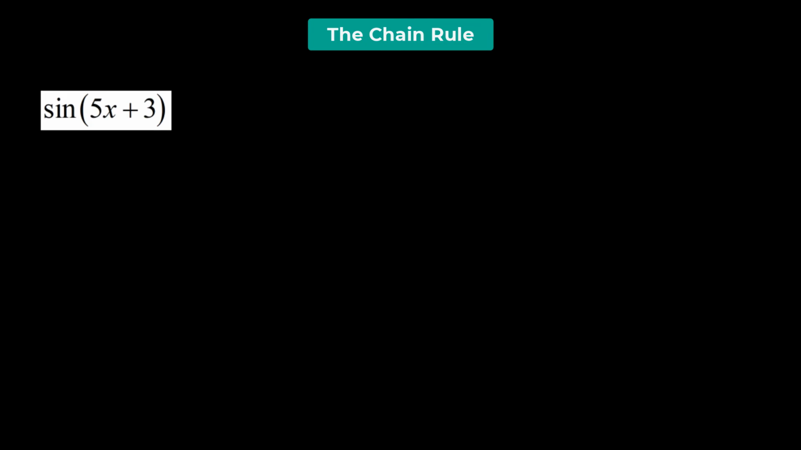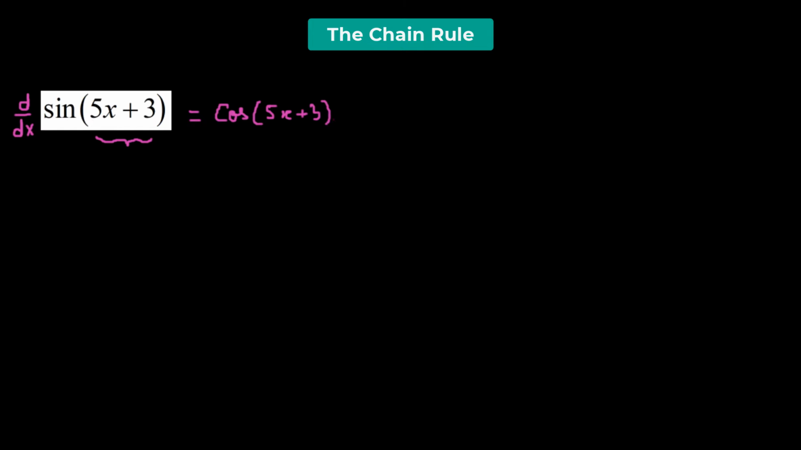So here we have the function sine 5x plus 3. So we need to find its derivative with respect to x. What we're going to do is assume that 5x plus 3 is equivalent to x. It's just an assumption. So that means we are finding the derivative of sine x, which should give us cosine of x. So x here is 5x plus 3.